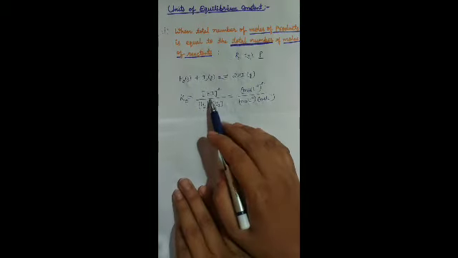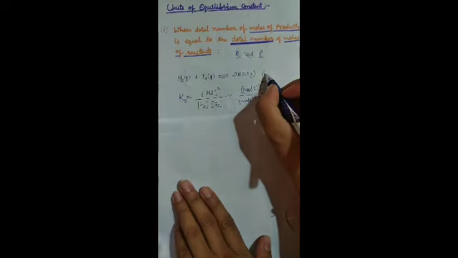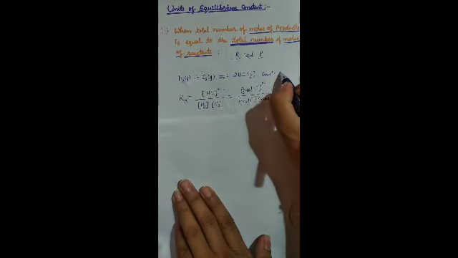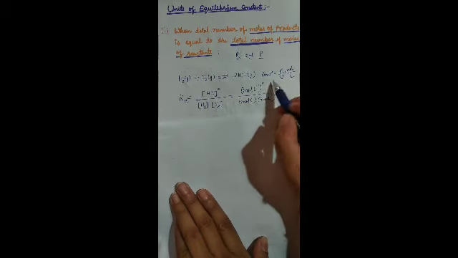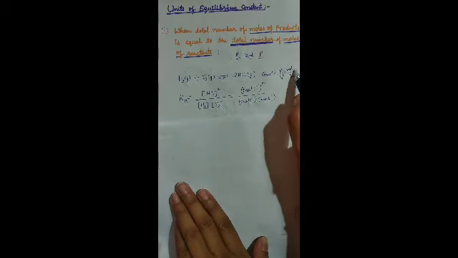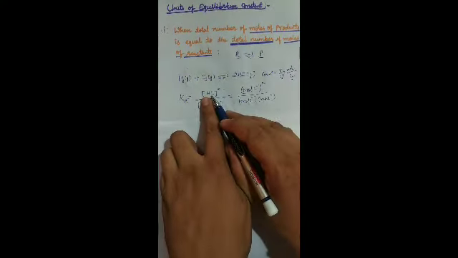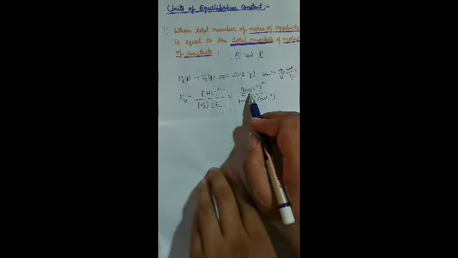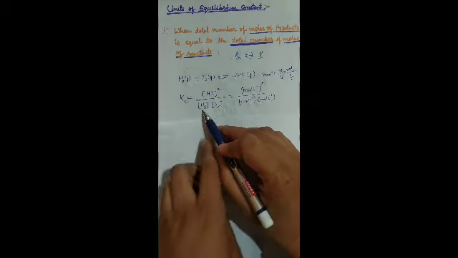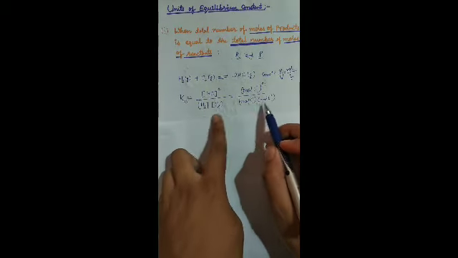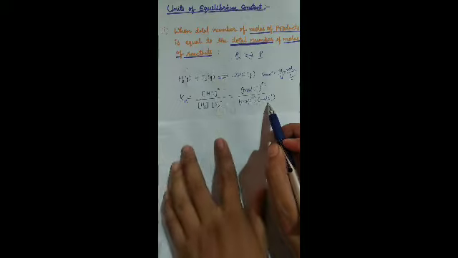As we know, concentration is equal to number of moles upon volume. The unit of number of moles is mole and the unit of volume is liter. So the unit of concentration will be mole per liter, or mole liter inverse. For the concentration of HI, the unit will be mole liter inverse, but whole power 2 here. Similarly, the concentration of H2 will be mole liter inverse, and the concentration of I2 will be mole liter inverse.